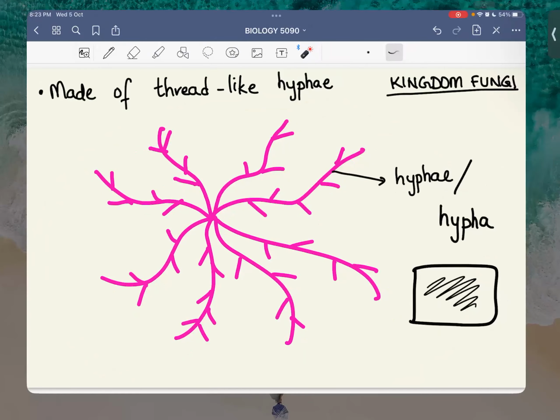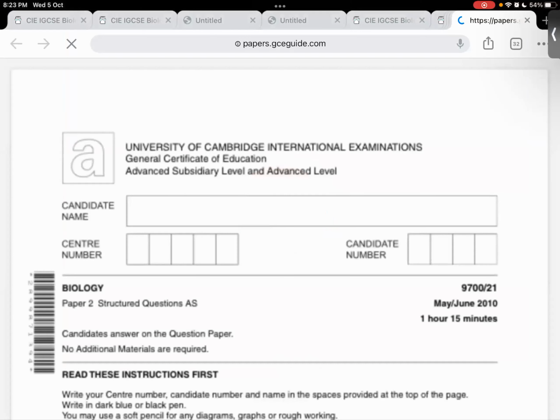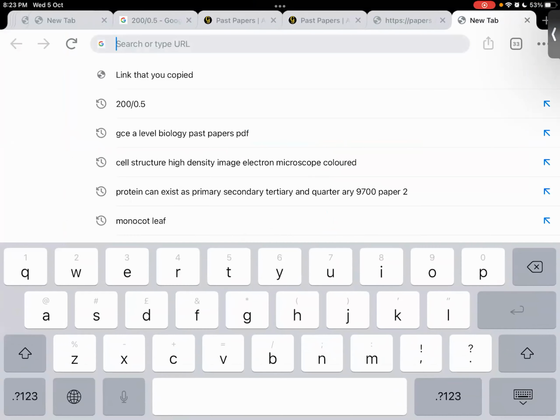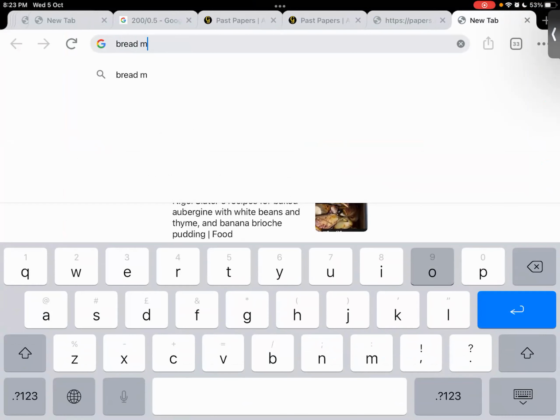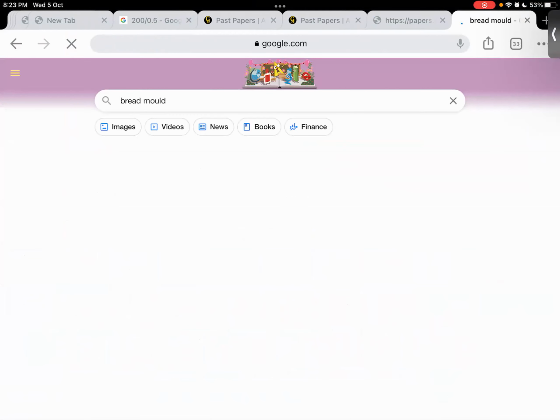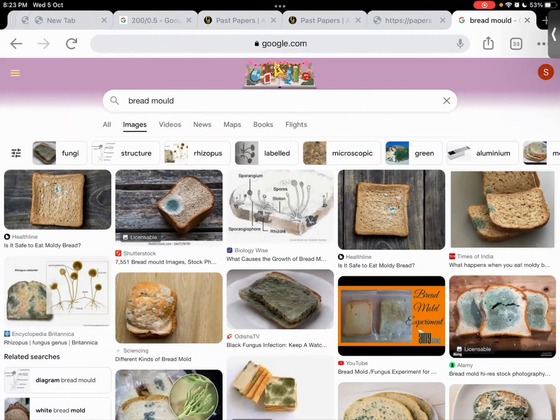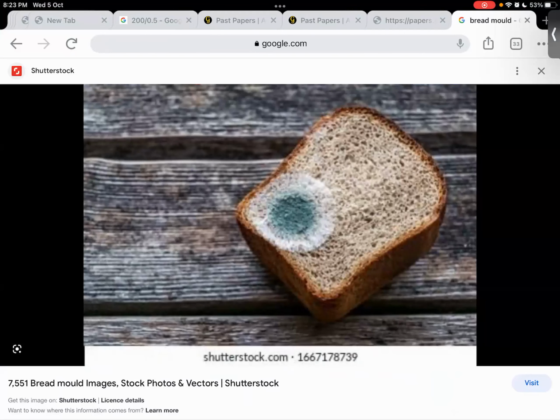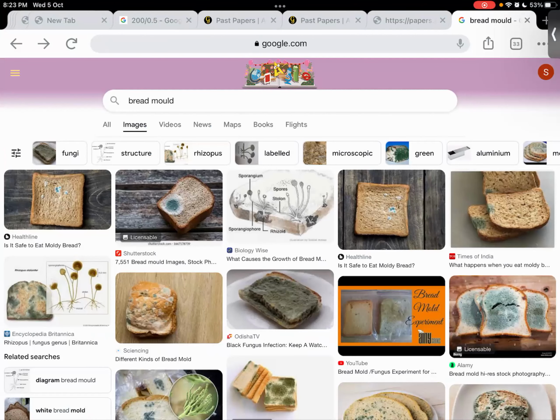For example, let me Google this. I'll show you a bread mold fungus. So this is how it looks. You must have seen such breads. If I take a small needle and touch it, and I magnify it, this is what the bread mold will look like.